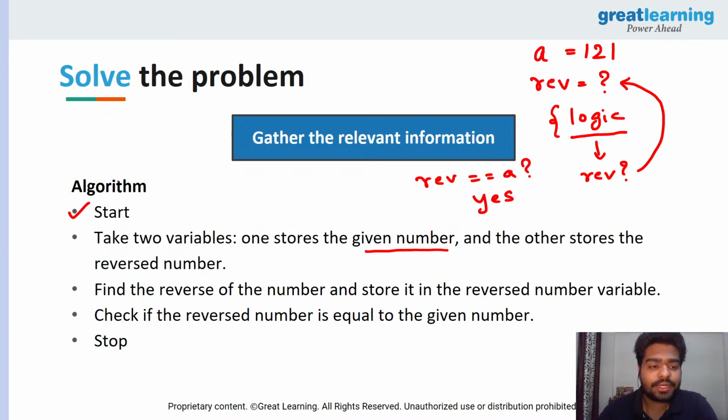So let's again first read the algorithm. Start, then take 2 variables. One stores the given number and the other stores the reverse number. Then find the reverse of the number and store it in the reverse number variable. Check if the reverse number is equal to the given number and then stop. Okay, so this is my algorithm for this problem. Now what we have to do is the flowchart. But before that, we need to check out the logic to make the number reverse. Let's do it.